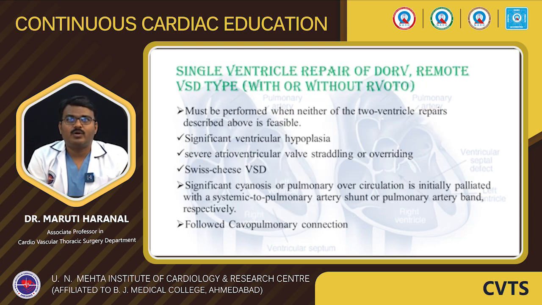Single ventricle repair of DORV, remote VSD with or without RVOTO should be performed in patients with significant ventricular hypoplasia or severe atrioventricular valve straddling or overriding, in which case the true biventricular repair is not possible. Significant cyanosis or pulmonary overcirculation is initially palliated with a systemic to pulmonary artery shunt or pulmonary artery band respectively. This is followed by a cavopulmonary connection.